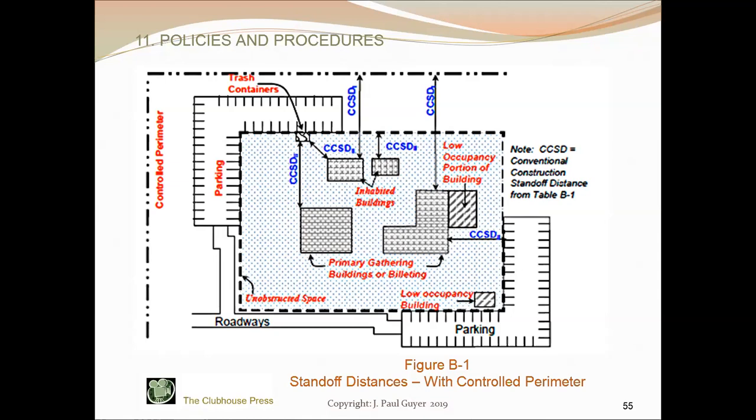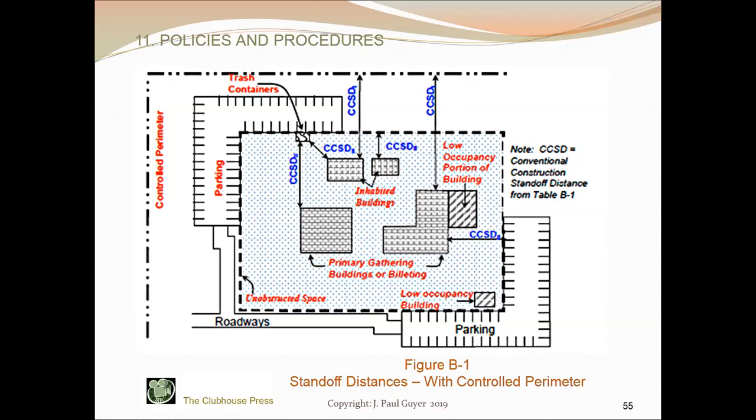And so this illustrates, I think, in a more understandable way what we're talking about here. So this is a controlled perimeter, fence around it, with parking inside the control perimeter. The cars are funneled into the access point and checked by security personnel, then they can proceed and park in the parking lots inside the control perimeter.